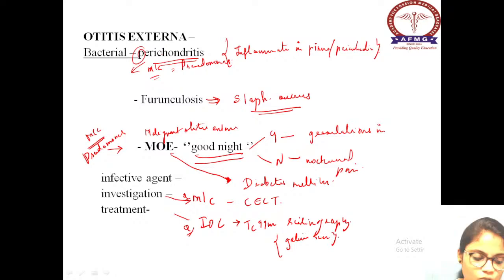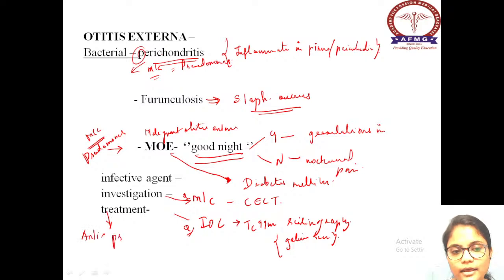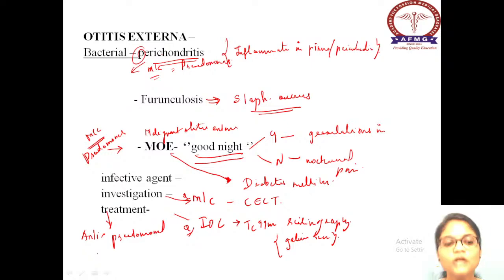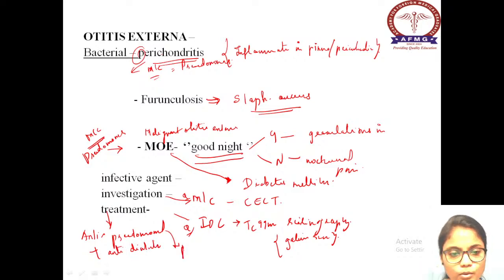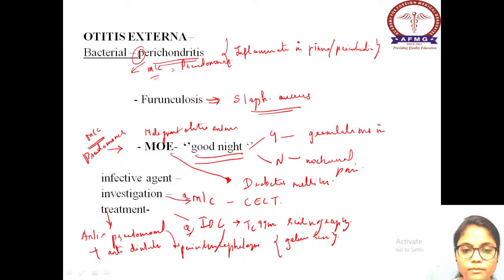Okay, so this is what happens. And if we see the treatment as such, we know the causative agent is Pseudomonas. So obviously we are going to give anti-pseudomonal agents, and I have told you the patient will most probably be a diabetic. So along with that, anti-diabetic medication will also be there. In anti-pseudomonal agents you can prefer penicillins, cephalosporins, and you can prefer ciprofloxacin also.